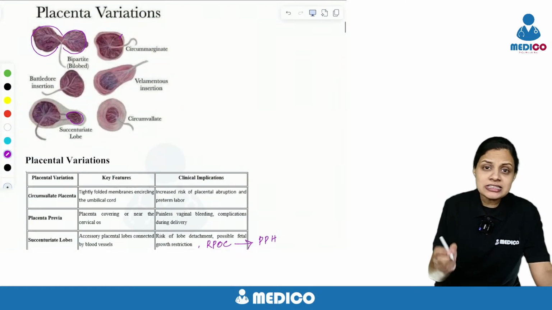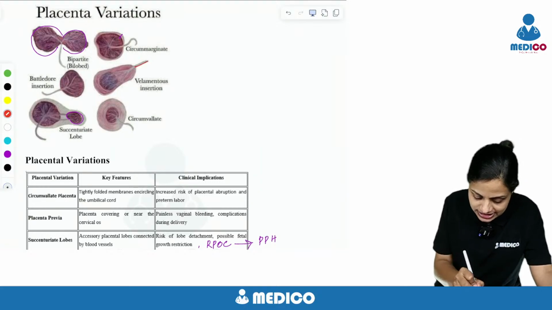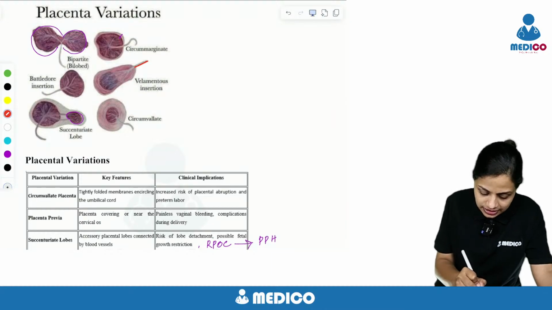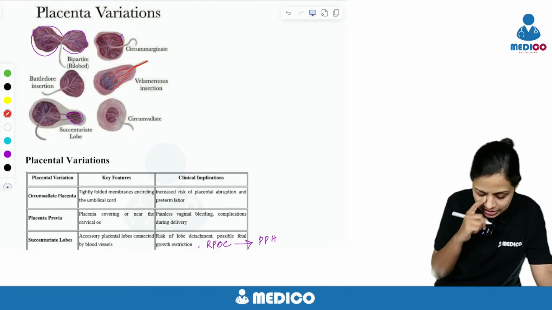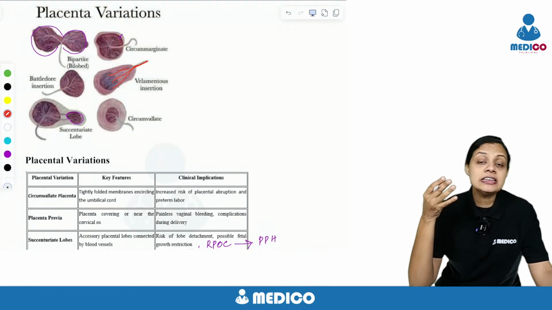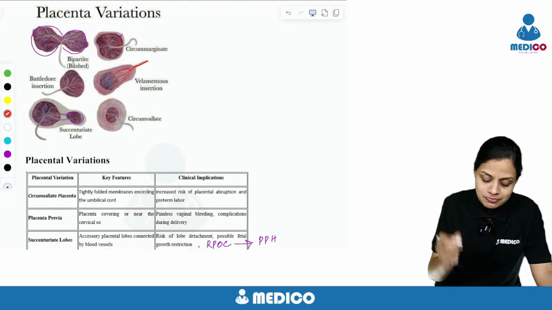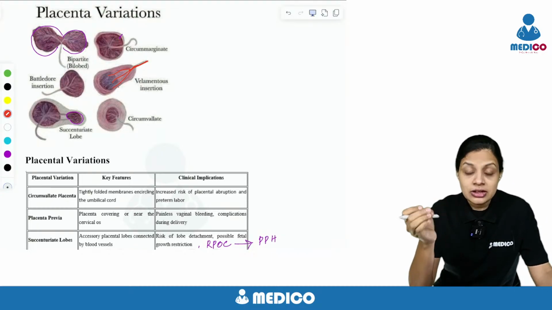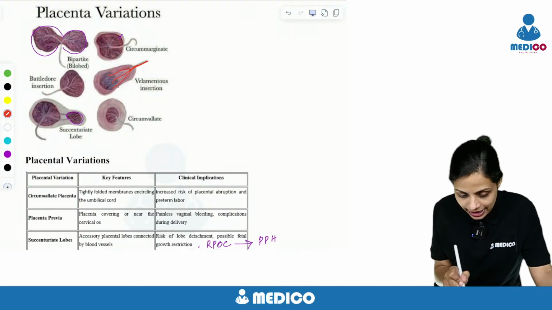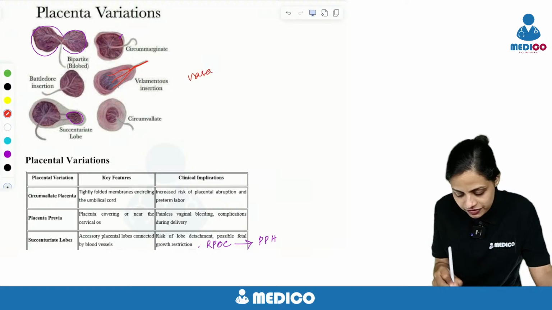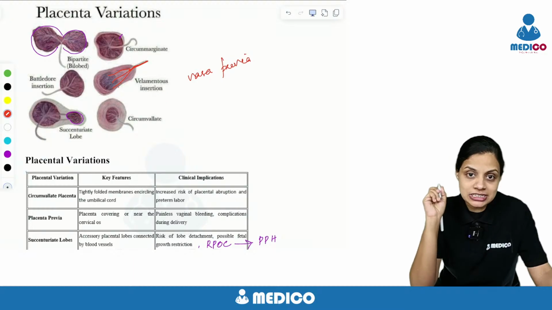Then we have a velamentous insertion of the cord. What is that? Look at this. These are the blood vessels that are entering the placenta and these are the membranes. Before entering the placenta, you find that the blood vessels are already ramifying inside the membranes. What happens? In this case, if these blood vessels are lying over the cervix, when the cervix dilates, these blood vessels will start to bleed. This can result in a vasa previa. Okay, so vasa previa is associated with a velamentous insertion of the cord.